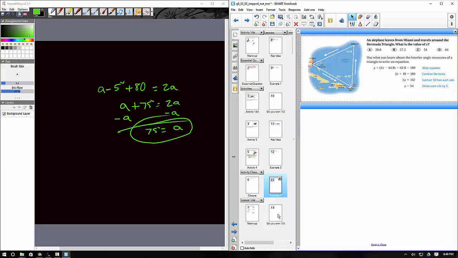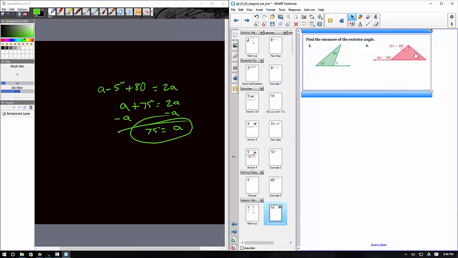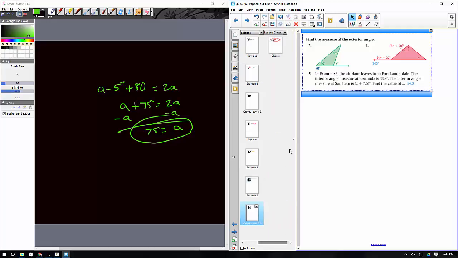And here are the steps. So what's the measurement of this exterior angle? Again, if I take 30 plus 40, I get 70. That's the answer. So we have 70, we have 140, and this is the last one, 54.3.